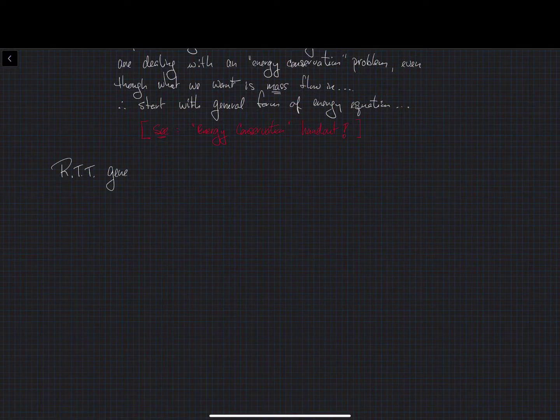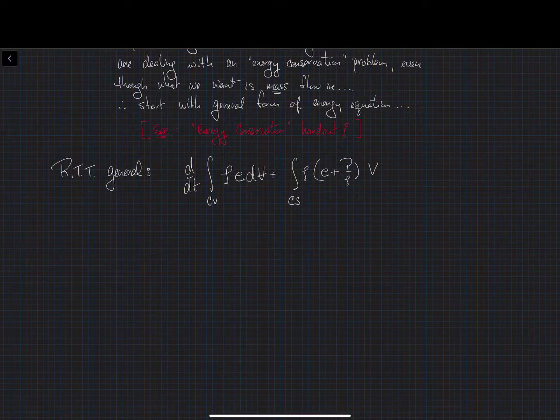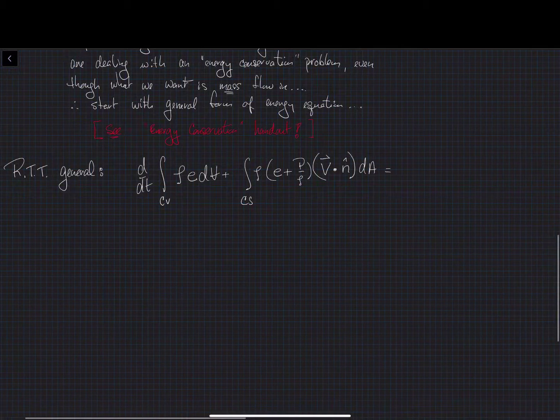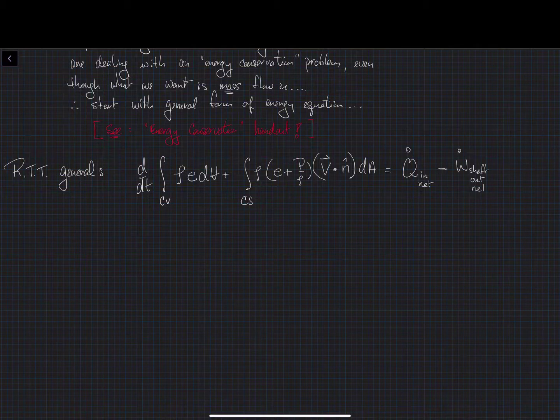Okay, now we're going to be using the Reynolds Transport Theorem in its general form. That includes both the transient component in integral form and the convective component also in integral form, both from your handout, and that must be equal to the net heat transferred into the control volume minus the shaft work out performed by the control volume, and of course in this case based on our assumptions, they are both 0, as we stated above, right?